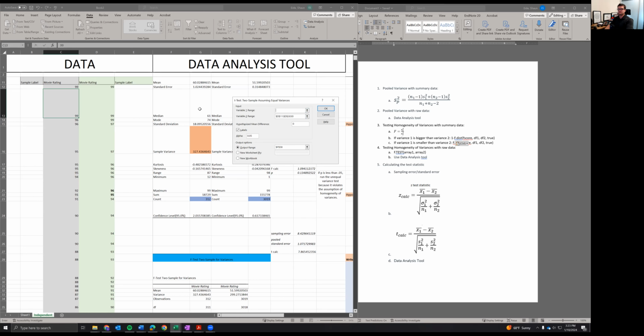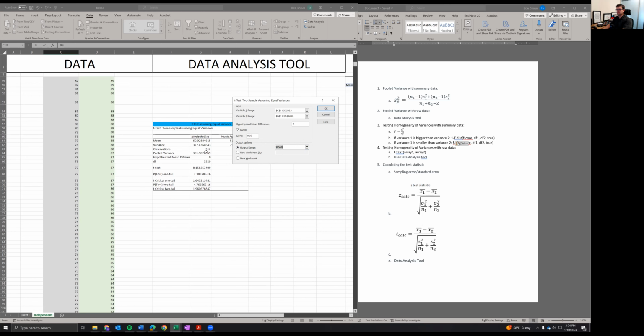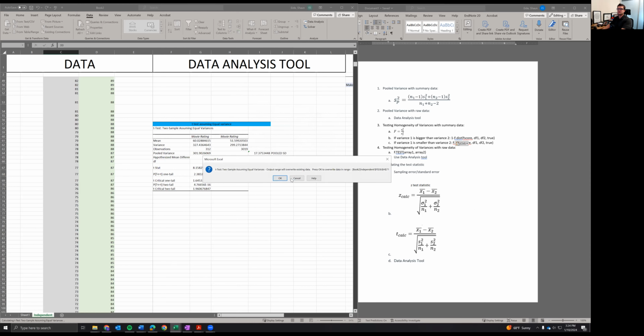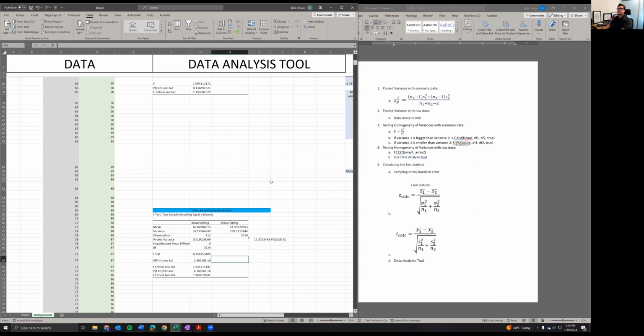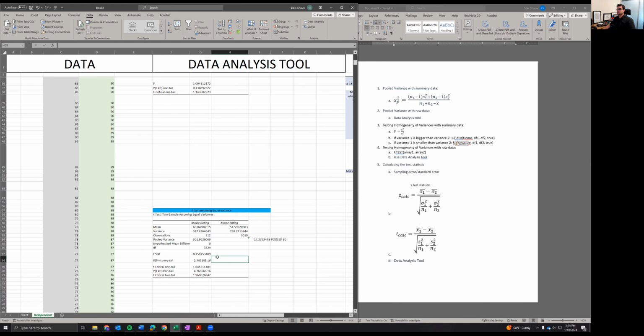So, once again, movie rating all the way down, and then output range right there. Hypothesized mean difference is 0. Okay. And we've got the T statistic, we've got the p-value, so on and so forth.